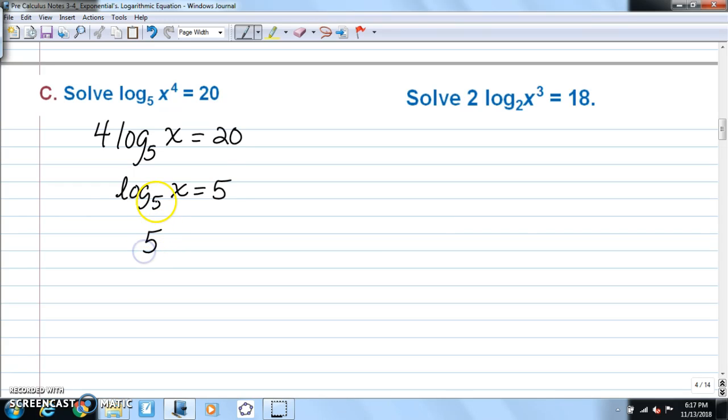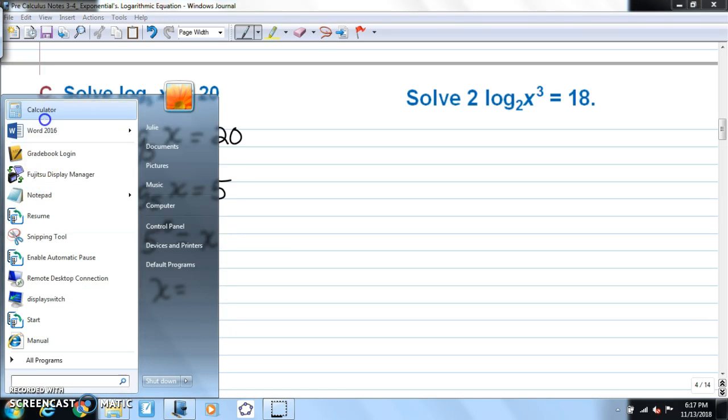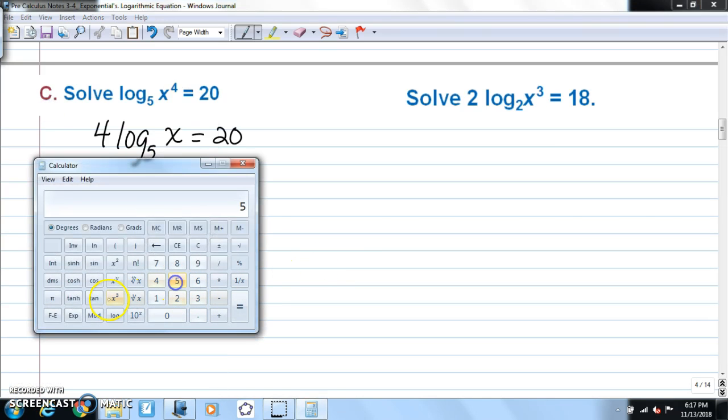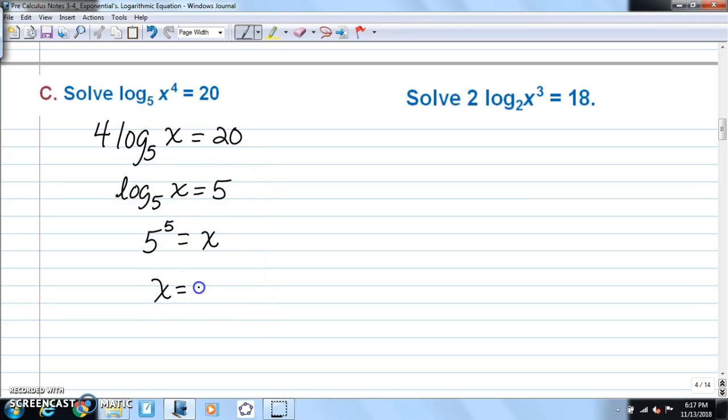Now rewrite it as exponential. 5 to the 5th power equals x. Okay, and then, again, what's 5 to the 5th power? Well, that's, let's see, 5 to the 5th, 3,125.